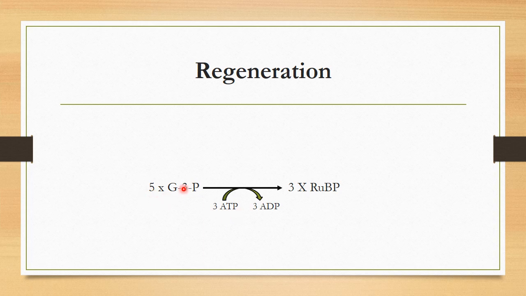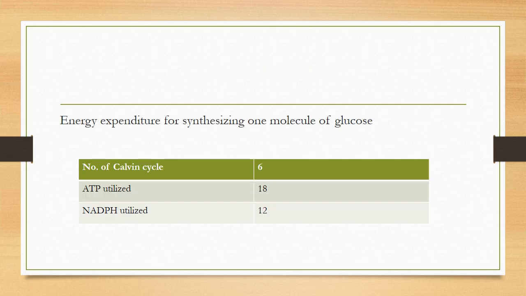And I've already discussed that out of 6 molecules of glyceraldehyde 3-phosphate, 1 molecule of G3P leaves the Calvin cycle and is used for synthesizing the glucose molecule, and the rest 5 G3P molecules are used for regenerating ribulose 1,5-bisphosphate. So this was all about the steps of the Calvin cycle.